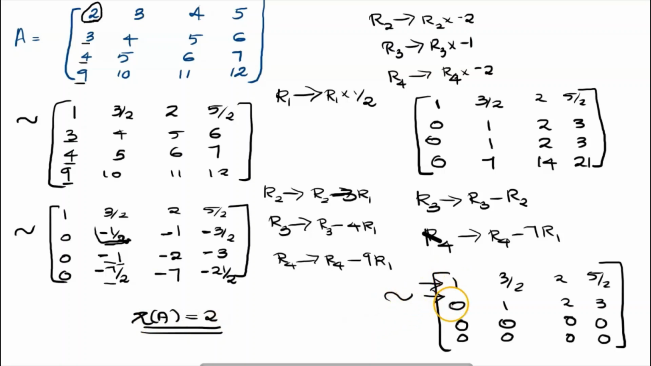Number of non-zero rows in reduced form: either you can use REF or RREF. This is not in RREF. If it is in RREF, this might be 0, meaning pivot elements are the only non-zero elements in pivot columns. So this is in REF, not RREF. So in RREF, we have 2 non-zero rows. So rank of A is equal to 2.